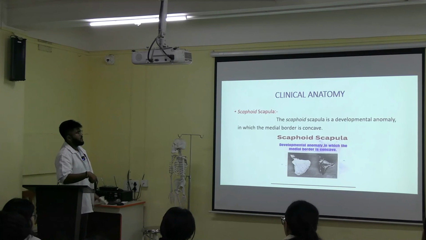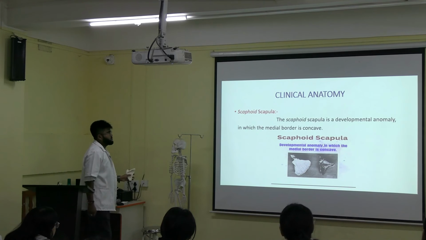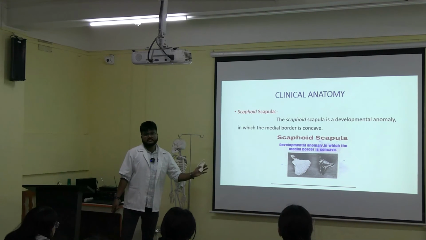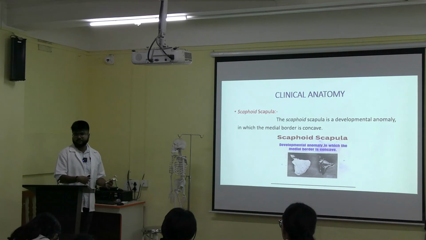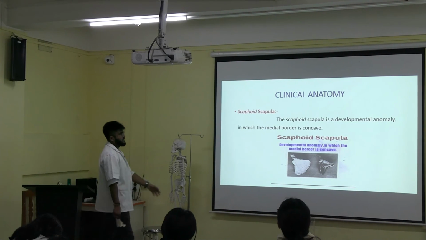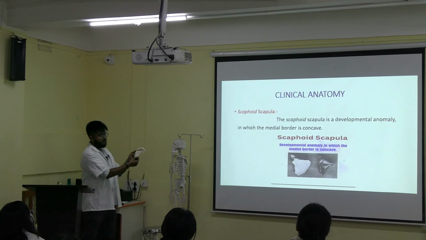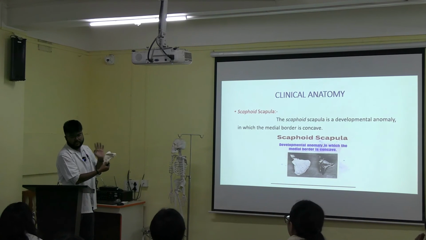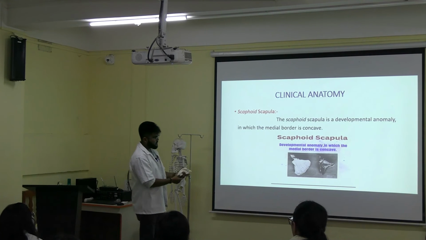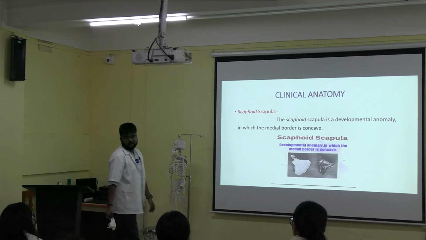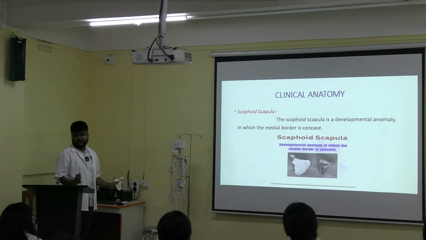Now the clinical anatomy. This is the last part. First one is your scaphoid scapula. This is basically a congenital anomaly which happens in intrauterine life. Normally, always remember, the medial border is convex. But in the scaphoid scapula, the medial border is concave in shape. This is the congenital anomaly.